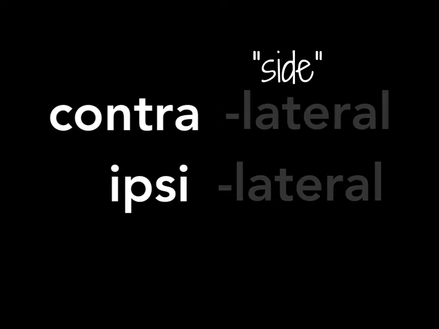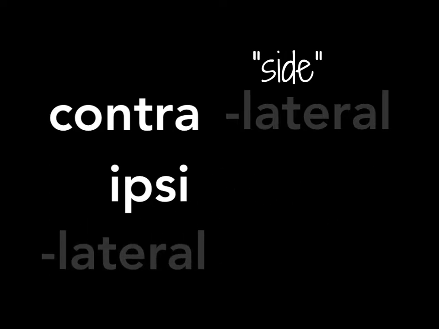Contra means opposite. You can remember it because you can think of words like contraband or contrary. Ipsi means same. I'll illustrate that visually here by putting ipsi and lateral on the same side of the screen because they are on the same side, ipsilateral. Contralateral is illustrated on two sides of the screen, opposite to each other, because contra means opposite side.